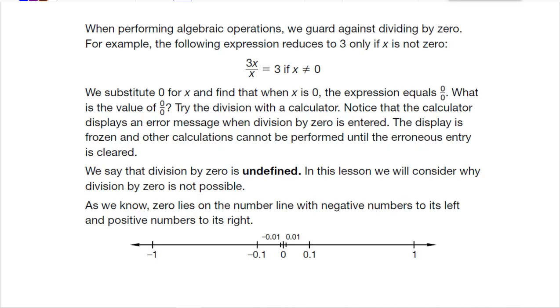Now, when we perform algebraic operations, we guard against dividing by zero. For example, the following expression reduces to 3 only if x is not 0. We substitute 0 for x and find that when x is 0, the expression equals 0 over 0. So what is the value of 0 over 0?